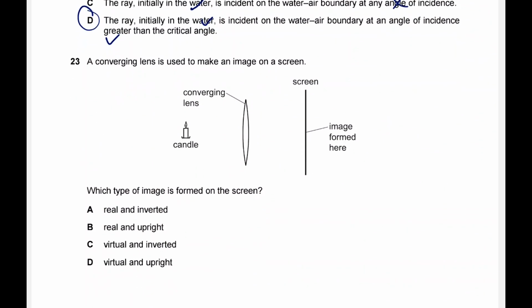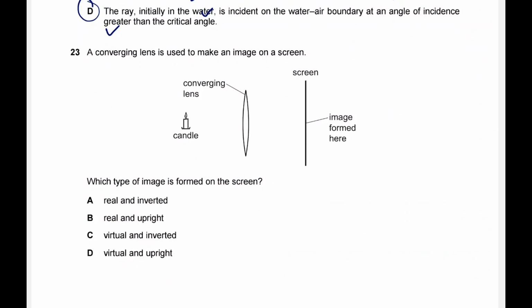Okay, number 23. A converging lens is used to make an image on a screen. Which type of image is formed on the screen? If the image is formed on the screen, it must be a real image. One of the differences between real and virtual image is that a real image can be projected onto a screen, but a virtual image cannot. And then next, will it be inverted or upright? A real image formed by a converging lens is always inverted. It will be upright if it is virtual and on the same side as the object.